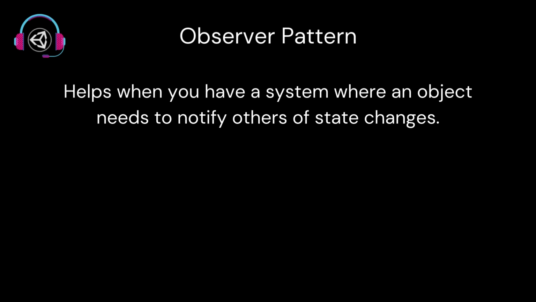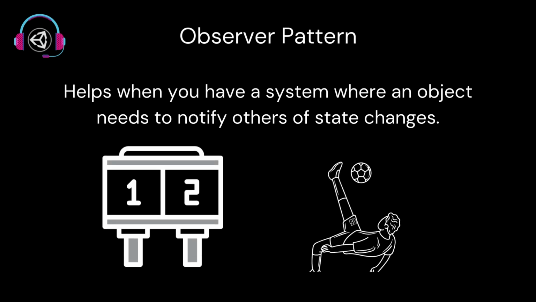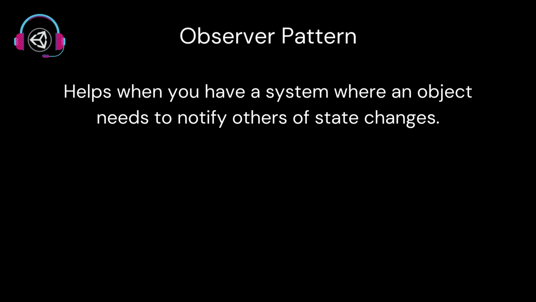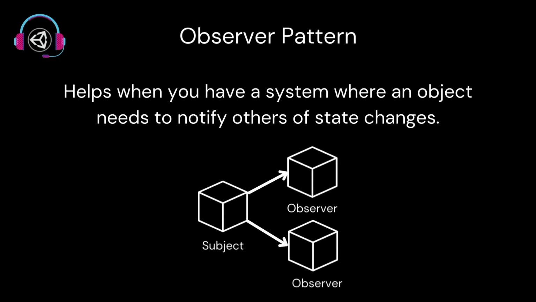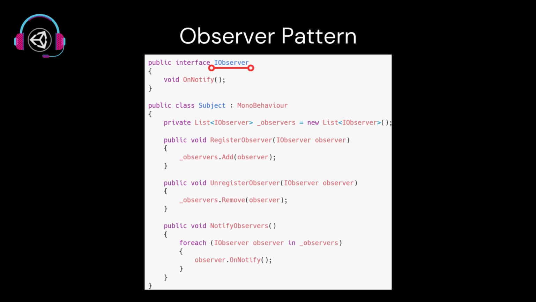Next up is the Observer Pattern. This pattern helps when you have a system where an object needs to notify others of state changes. For example, think about a scoreboard that updates whenever a player scores. The observer pattern allows the subject, the object being observed, to notify all the observers when something changes. In this example, we have an IObserver interface with a method OnNotify, which will be implemented by any class that wants to observe changes in a subject.